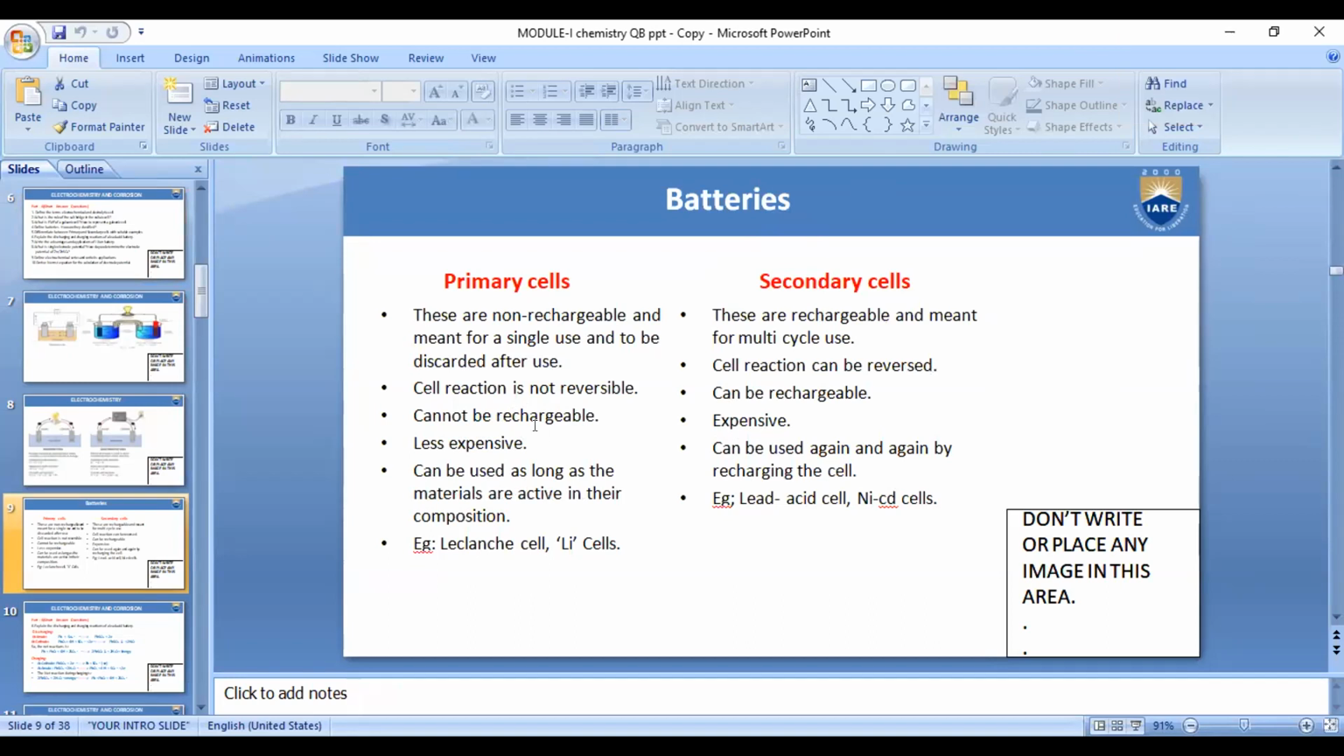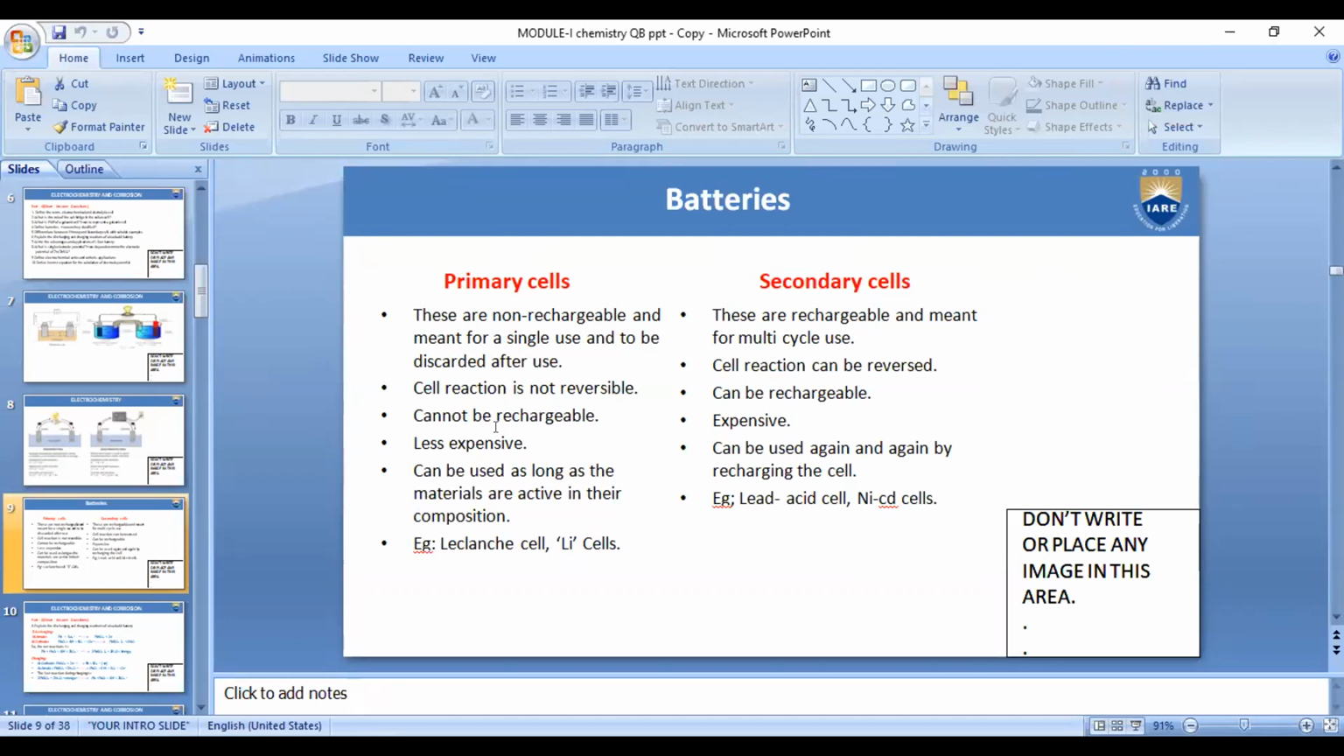The cell reaction cannot be reversed in primary cells. Here in primary cells, there are two electrochemical reactions, and it will act as only discharging. Only the discharging reaction is taking place, not charging. If you apply electricity also, it does not work. What is a discharging reaction, students?